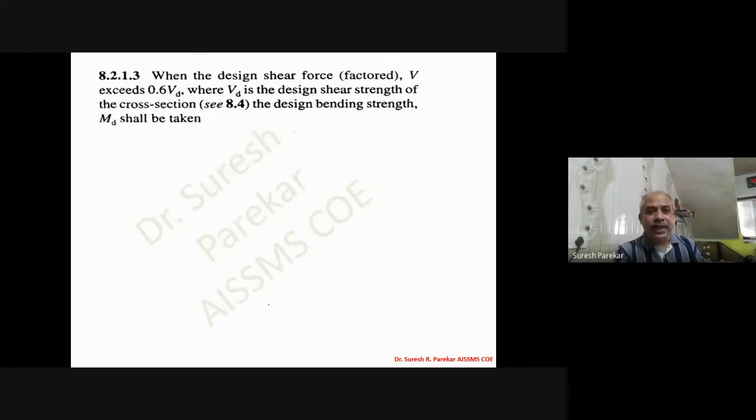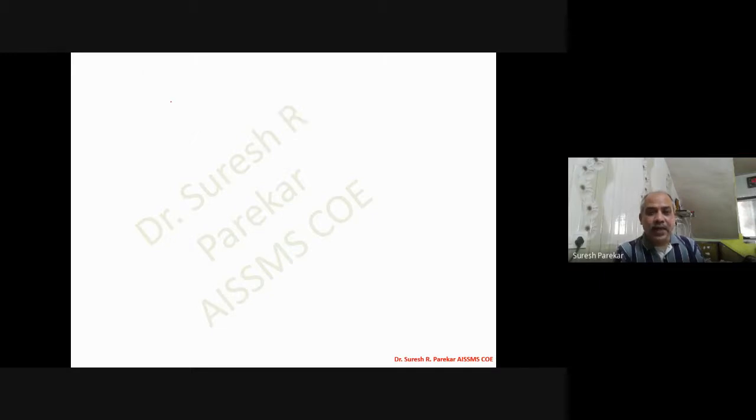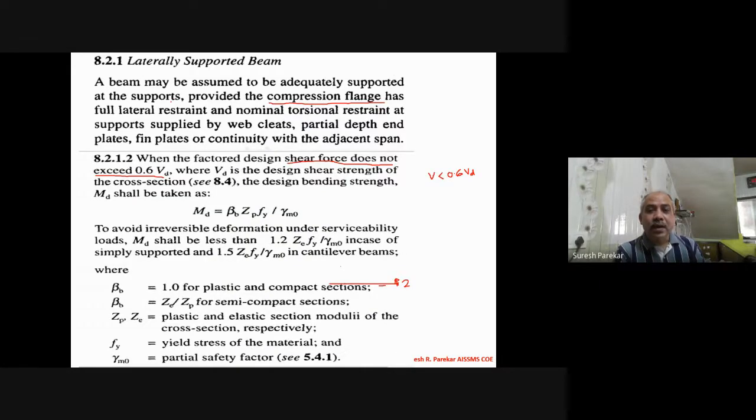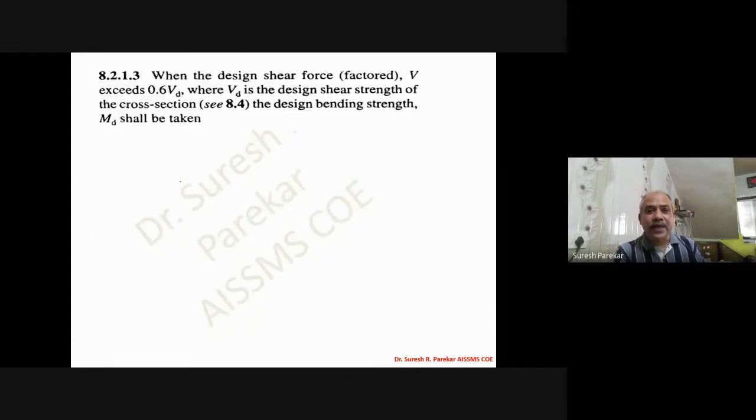Now you can see clause 8.2.1.3. So 1.2 is related with Vd, where V is greater than 0.6 Vd. So we have this criterion: V greater than 0.6 Vd.